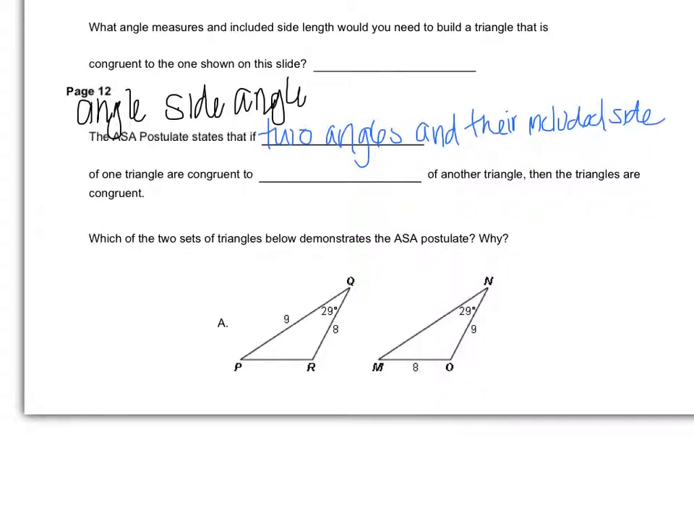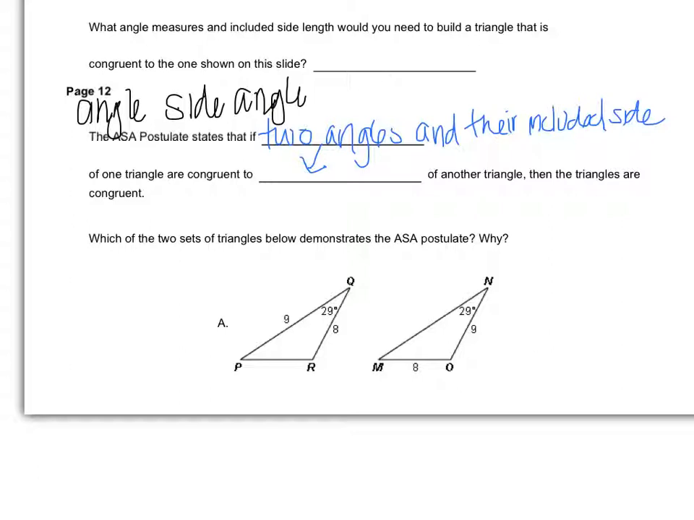of one triangle are congruent to, I'm going to draw an arrow to this box because I don't have enough space to write it, but it should say the same thing. So if two angles and their included side of one triangle are congruent to two angles and their included side of another triangle, the triangles are congruent.